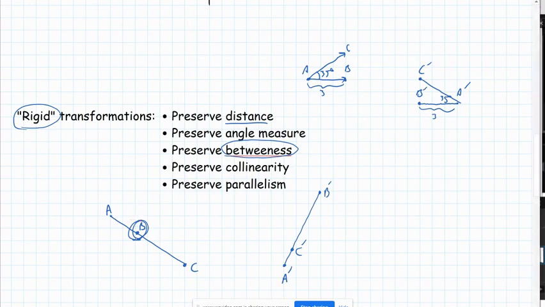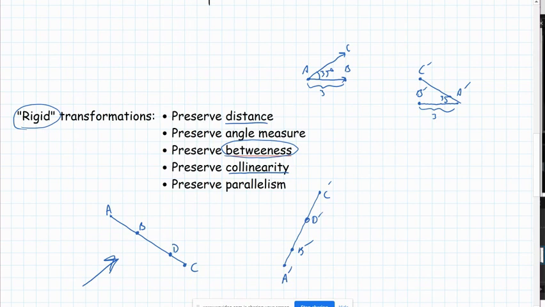Okay, collinearity, I can use the same diagram that I had here with A prime, B prime, and C prime. So collinearity means points that line up with one another, in other words, they're all on the same line, will also be collinear in the new figure. Okay, so in this figure here, A, B, and C are all collinear. In fact, I can put more points on there. I can put D here. A, B, C, and D are collinear. That means they are all lined up with one another. They are all on the same line. And so if the transformation preserves collinearity, then A prime, B prime, C prime, and D prime would still be lined up with one another.